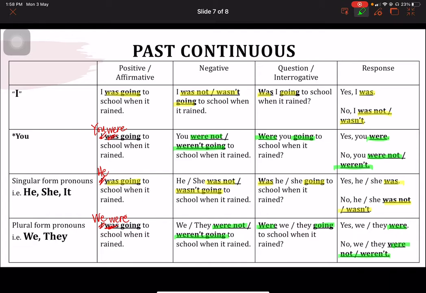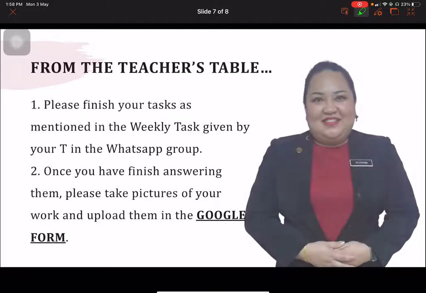As for your task, please finish your tasks by answering them on the foolscap paper, as mentioned in the WhatsApp group. After that, please hand in your work using the link as mentioned in the group as well. Please adhere to the deadline given. If you have any questions, please PM me. If you don't have any questions, don't forget to finish your work. I look forward to receiving your work. Thank you.